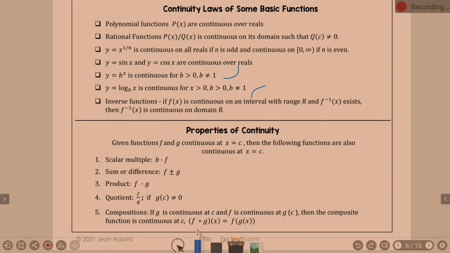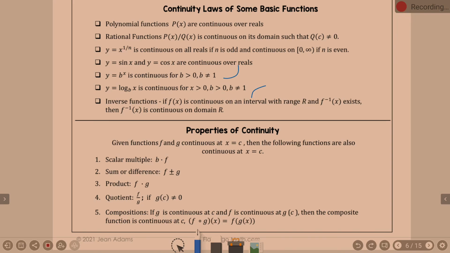Inverse functions. If f of x is continuous on an interval with range R and f inverse exists, then f inverse is continuous on the domain R. Because remember, to get from a function to its inverse, you're switching the x's and y's. So you're switching the domains and ranges. Okay, so just good things to remember about some basic functions there.